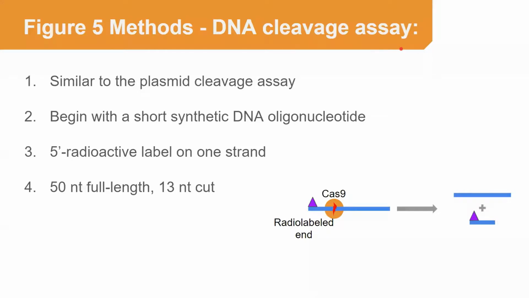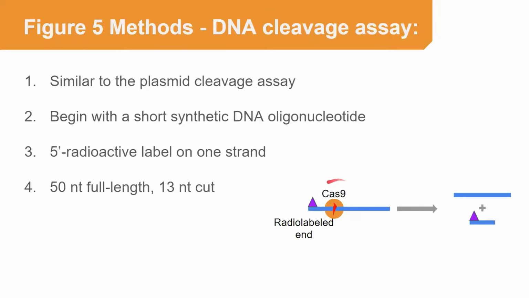I'm going to be talking about the methods again because the methods for the next portion of Figure 5 differ slightly from the methods that were used for Figure 5b. So this cleavage assay was very similar to the plasmid cleavage assay, but instead of a plasmid, the researchers used a short synthetically made DNA oligonucleotide that was radioactively labeled on the 5' end of one strand. And once again, I could not find any figures or pictures for this method, so I made my own. We can see that this purple triangle is the radioactive label, and it's only on one side of the rectangle that's representing the double-stranded DNA.